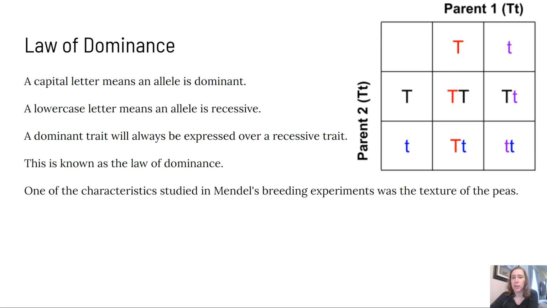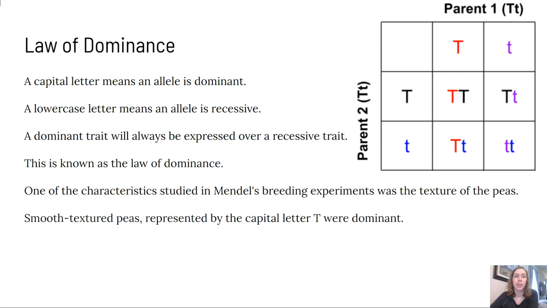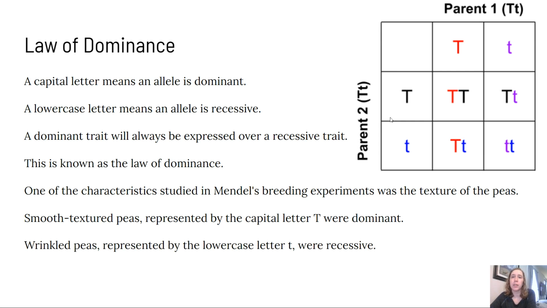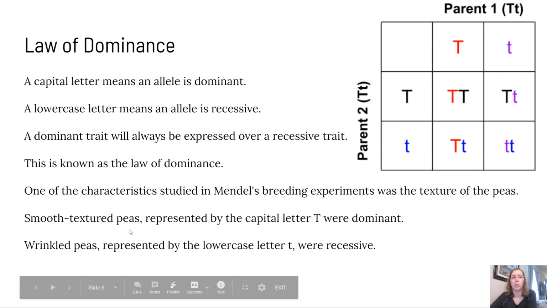One of the characteristics studied in Mendel's breeding experiments was the texture of the peas. Smooth textured peas represent the capital T and were dominant. Wrinkled peas, represented by the lowercase letter t, were recessive. So if I have two heterozygous parents here, because of the law of dominance, their phenotype would be the dominant allele, capital T, which means they both have smooth textured peas.